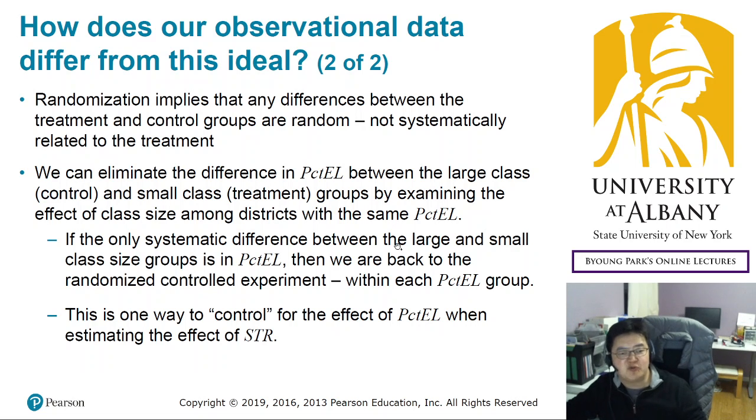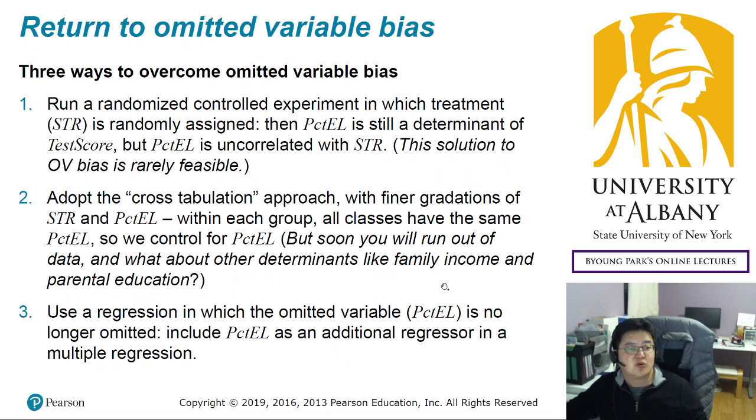But in this case, we don't have any experiments. I wish I had a perfect experiment, but unfortunately we don't have one. So then what can we do? We need to control for those omitted variables. So the percentage of ESL students will be controlled in estimating the effect of the student-to-teacher ratio.